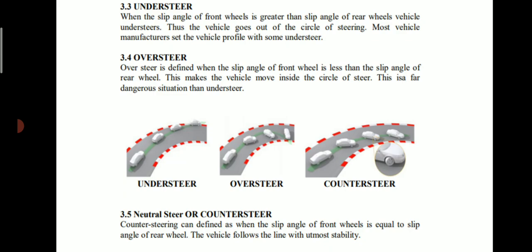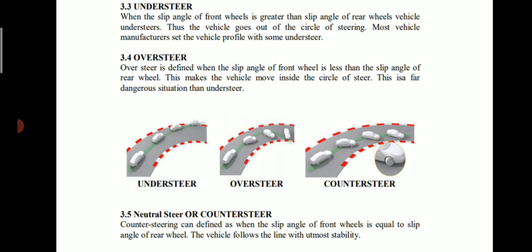Another way we can understand: when the slip angle of the front wheel is greater than the slip angle of the rear wheel, the vehicle understeers. Thus the vehicle goes outside the circle of the steering. Most vehicle manufacturers set the vehicle profile with some understeer. Oversteer is defined by the slip angle of the front wheel being less than the slip angle of the rear wheel. This makes the vehicle move inside the circle of the steer. This is a more dangerous situation than understeer.